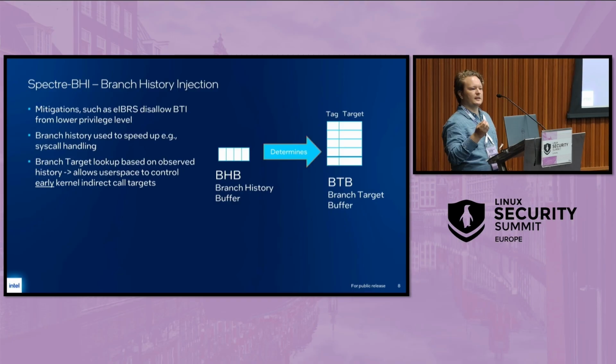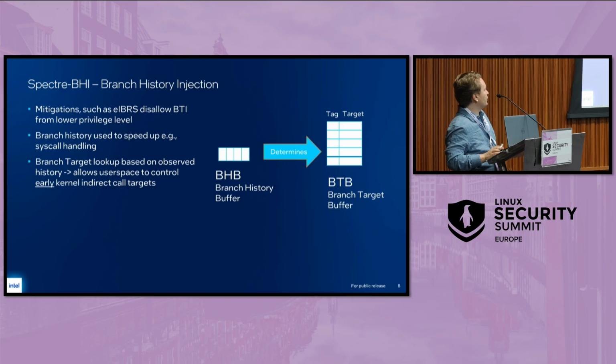Turns out there's this branch history buffer that determines the tag that looks up the target for an indirect call. So by controlling the history of branches that have been taken historically by the CPU, the attacker can actually determine what the speculative target is of an indirect call, which is kind of nice. Well, nice for an attacker, not from a defensive perspective. So if there are some targets in there, they can control what target the indirect call will speculate to.